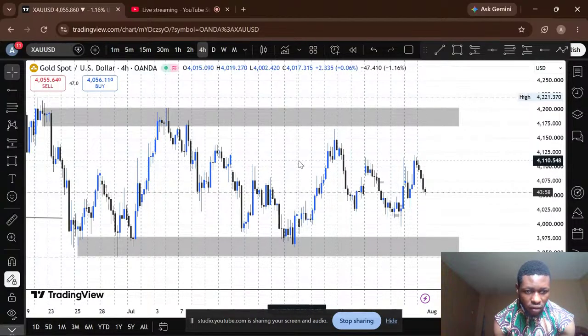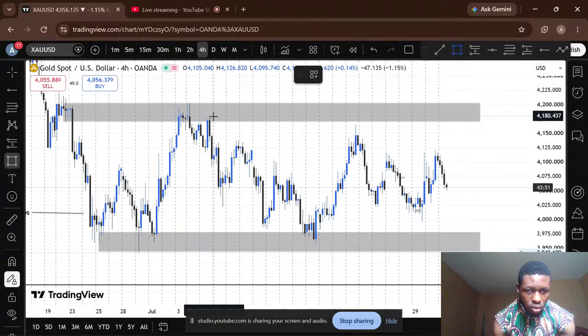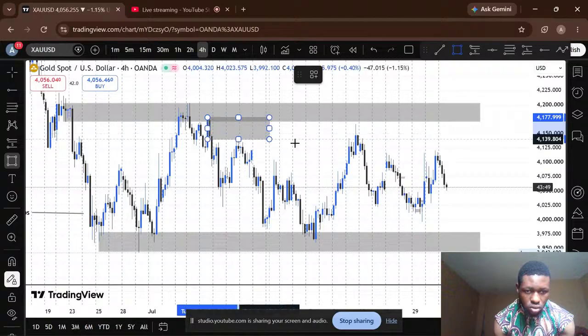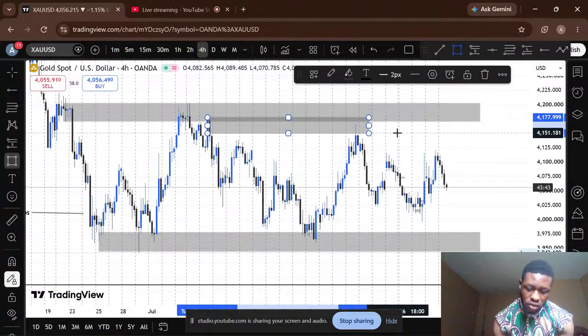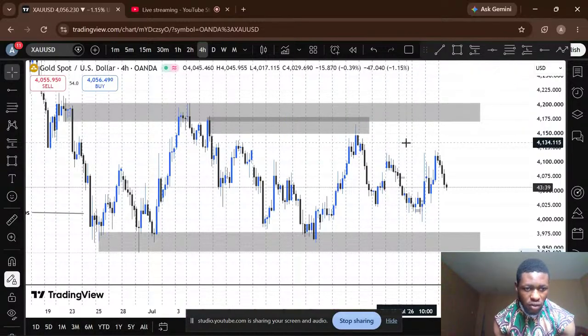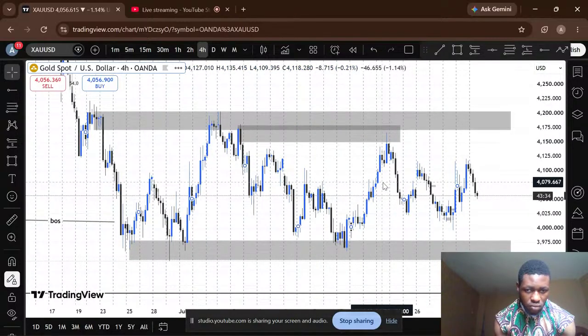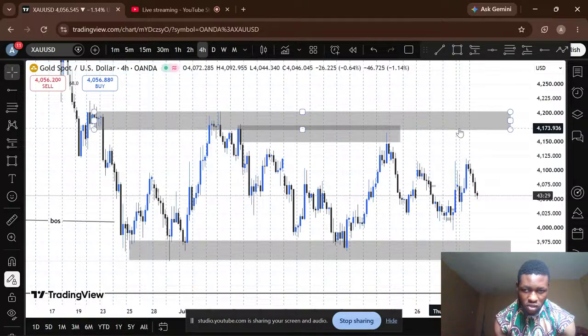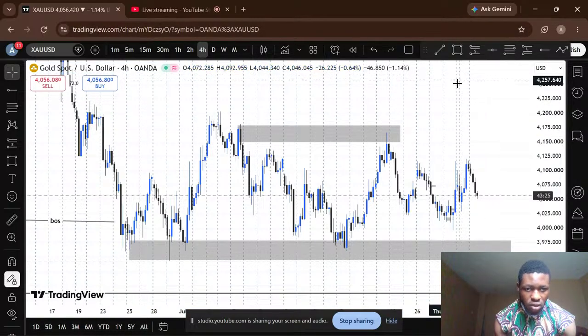What do we have here? We have another zone here, which is the place where price reacted and started going down again. Let us forget about this one because this one is mitigated already, and then focus on this.